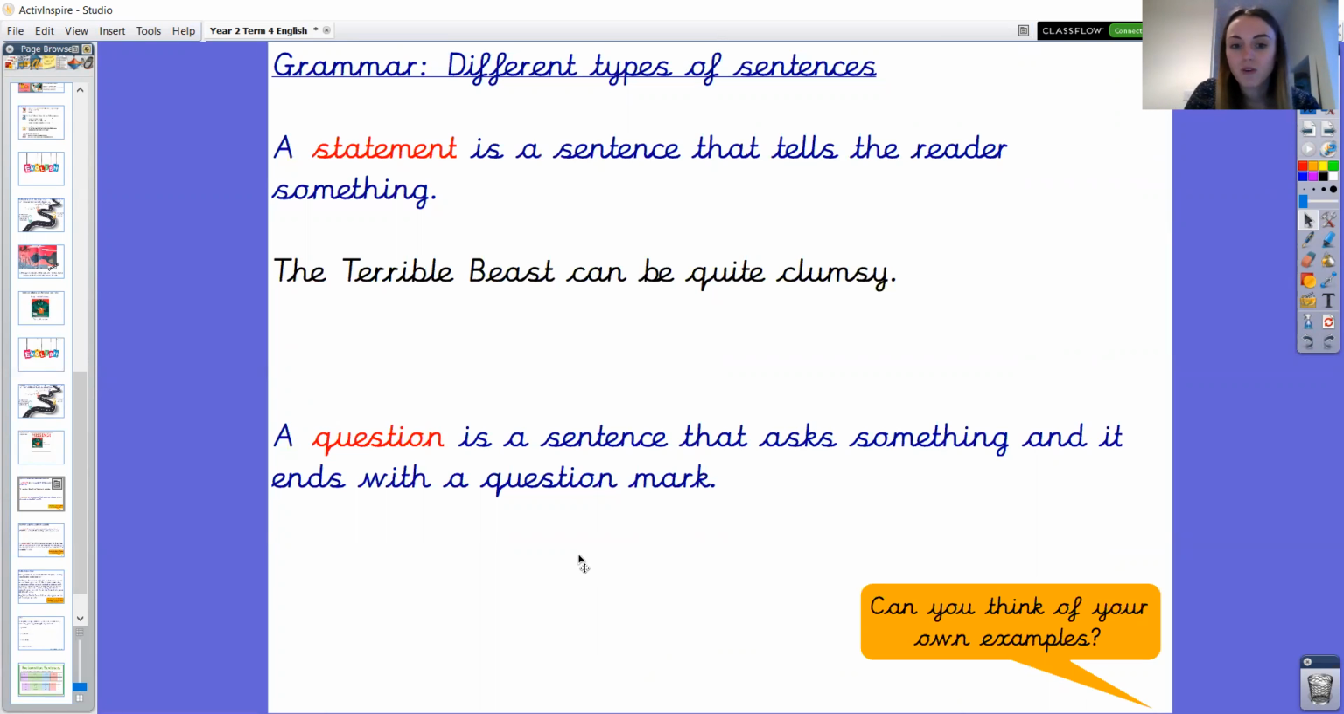Well done, Year 2. I love your ideas. So I was thinking a question could be, have you seen the monster? And as you can see here in red, I just wanted to highlight that I've used a question mark at the end, and that's really important that we remember that punctuation to show that it is a question.